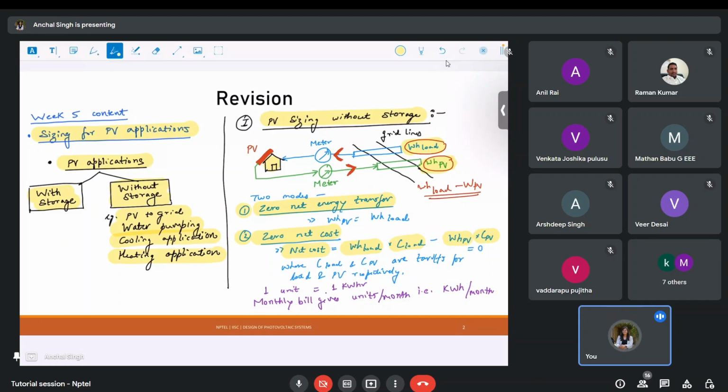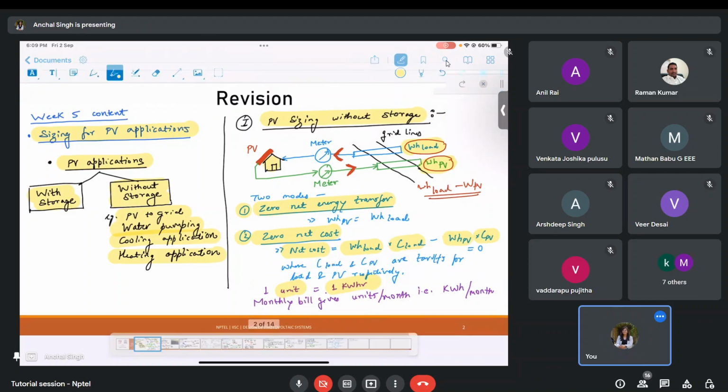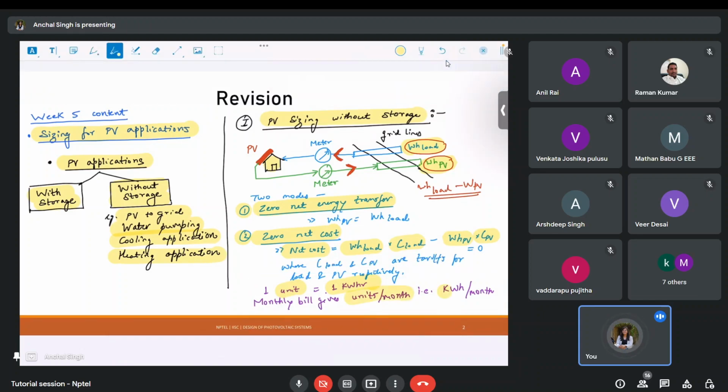And in our houses, we all know that our bill comes depending on the number of units of energy we have consumed, right? We all have heard of this term unit. Now, 1 unit is equal to 1 kWh. And our monthly bill comes in units per month, which is kilowatt hour per month.